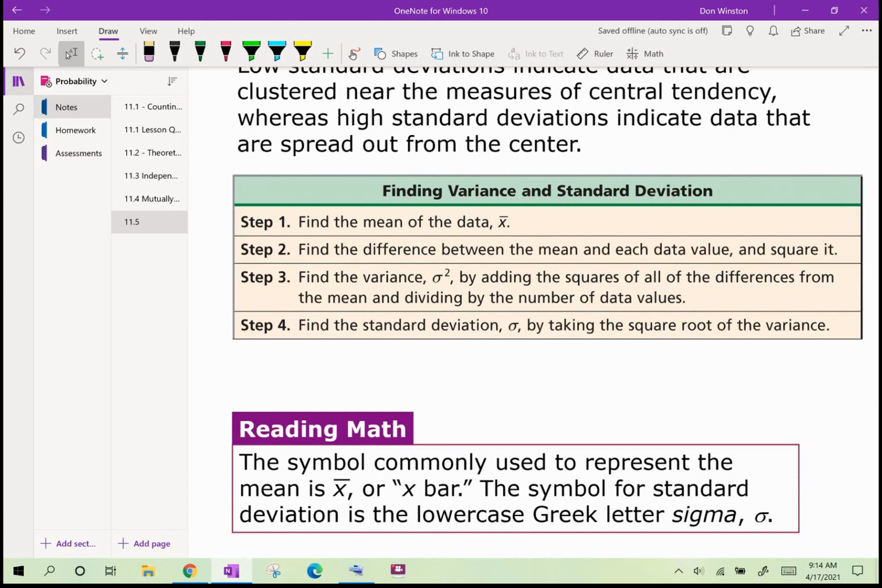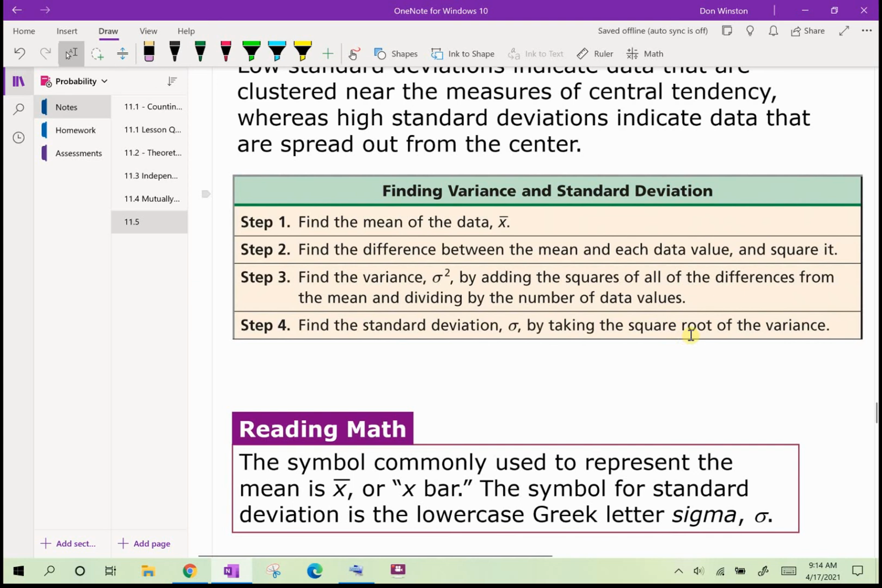So how do we find the variance and standard deviation? First, we have to find x bar, or the mean, or the average. Then we take the difference between each data value and the mean. We take that difference and square it. Then we add up all the squares of the differences, and divide by the number of data values. To find the standard deviation, we just take the square root of the variance.